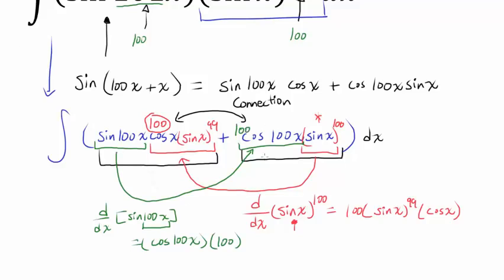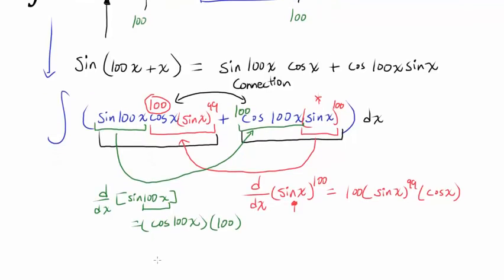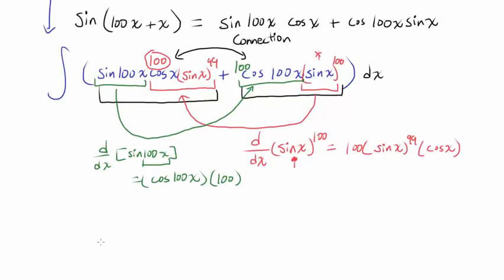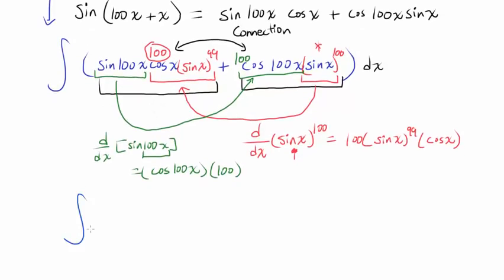And realize going backwards doesn't really work, because when you differentiate cosine of 100x, you're going to get negative sine of 100x times 100, and we don't have any negative sign, so that's not going to work out the way we may intend it to. So we have this very compact differentiation relationship between the terms inside the integral, and what can we do with them?